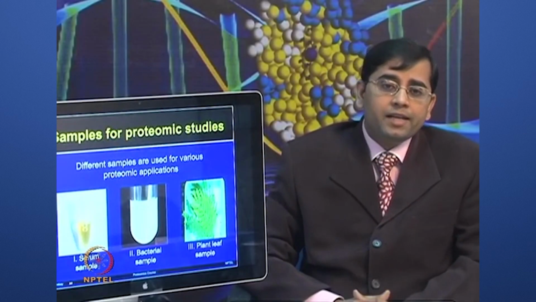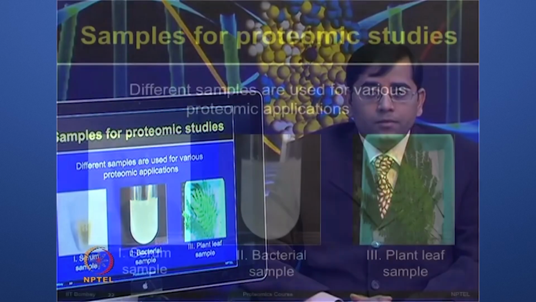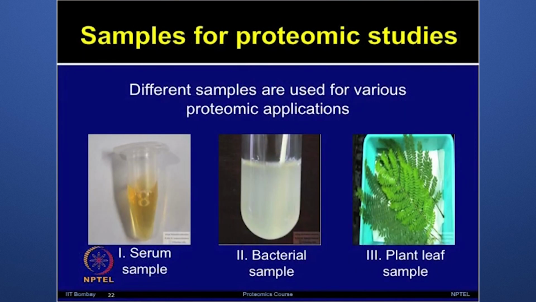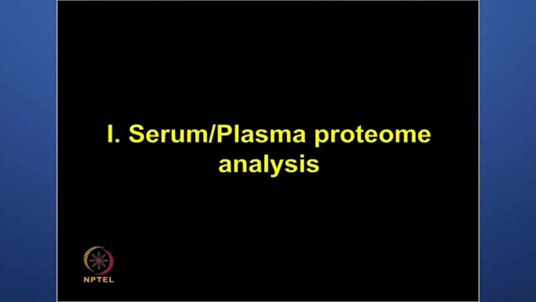So, we will take examples from human serum, bacteria and plant leaf. This gives you the diversity of different types of biological samples, and the different challenges imposed by each of these unique sample types. During the process we will try to see how we can integrate the knowledge which we have acquired during this lecture and the previous lecture of different sample preparation strategies. So, now let us move on to the first application, the serum or plasma proteome analysis.